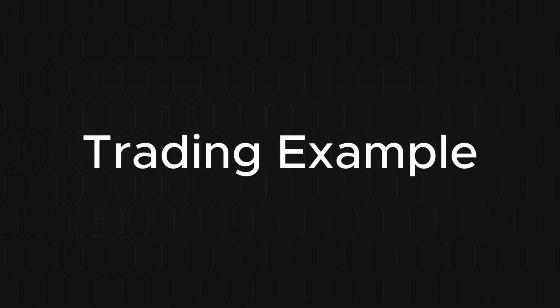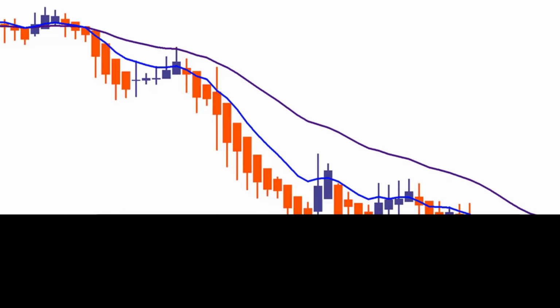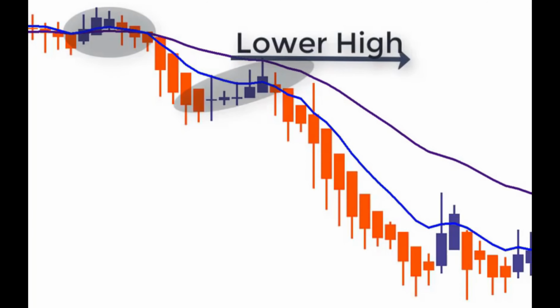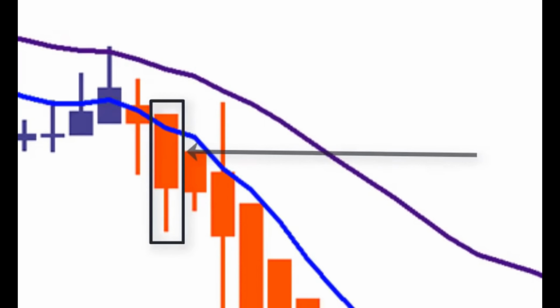Trading examples. Alright, enough theory. Here's a trade example to show you exactly how to enter and exit into a short trade. In this chart, you can see that the market formed a lower high and bounced off the 30 exponential moving average. Once you see that happen, the next step is to wait for a bearish Heiken Ashi bar to form. When it's formed, go short at the close of the bar.